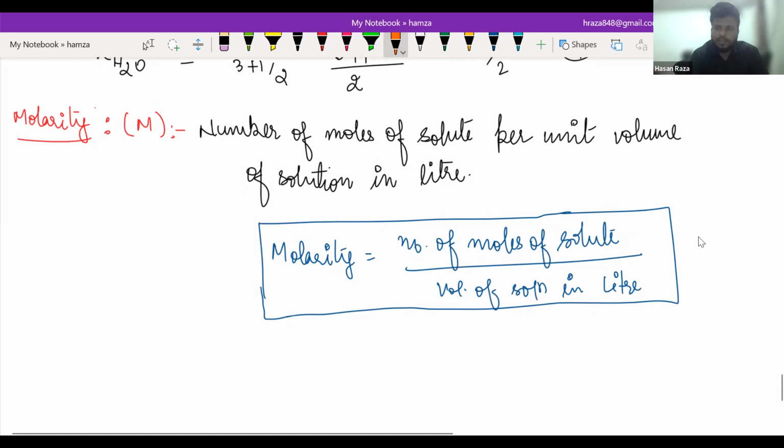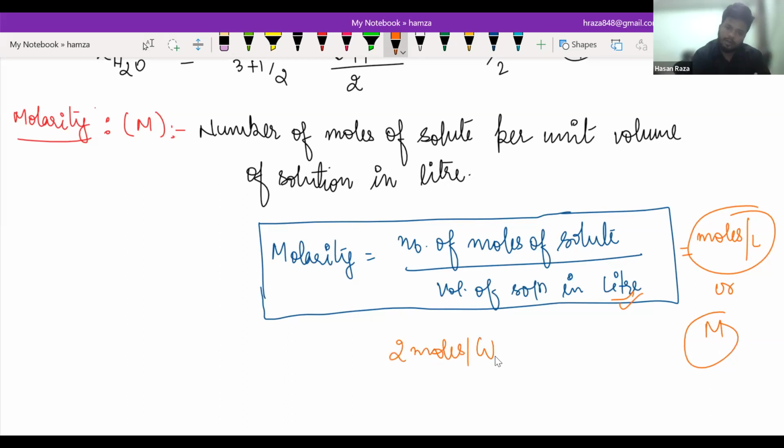And what is the unit? You can see in numerator it is moles and volume of solution in liters. So the unit is moles per liter, or we generally use capital M. If there is 2 moles per liter, that means we can also write 2M. So basically this is the formula for molarity, which is very easy. Now we will learn how to apply the formula if the sentence will be different.